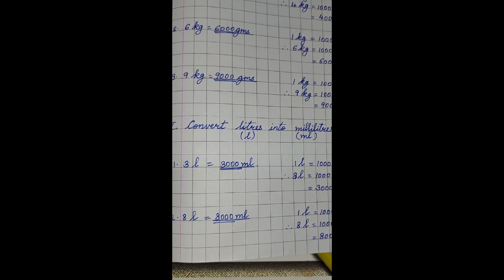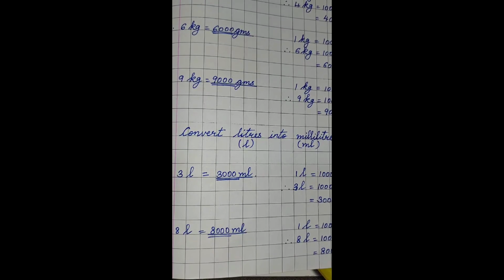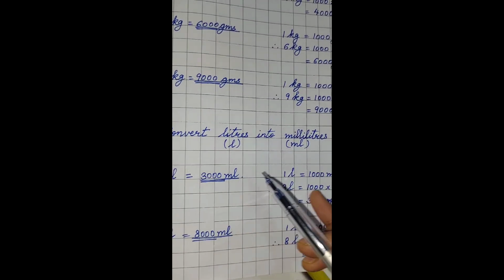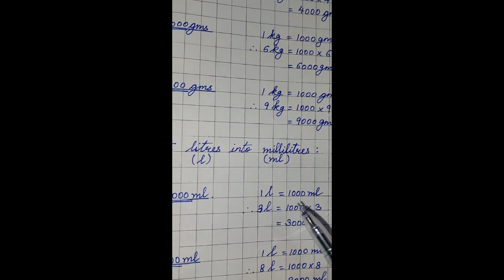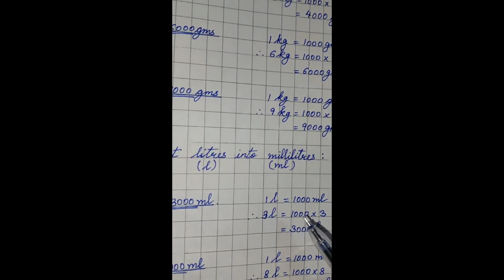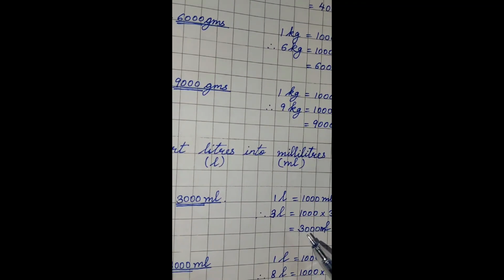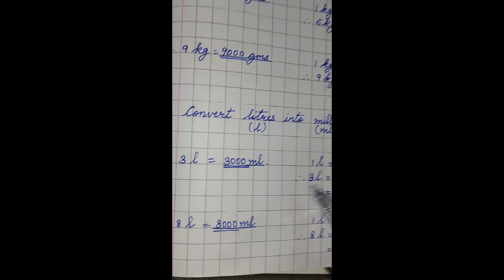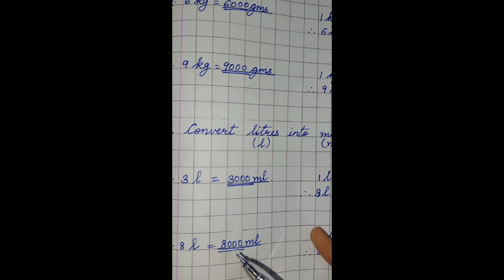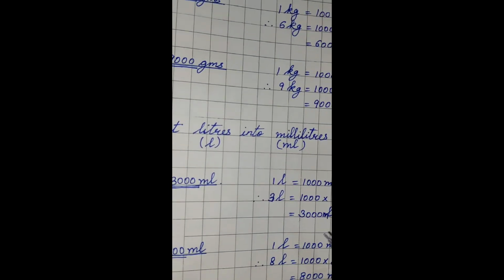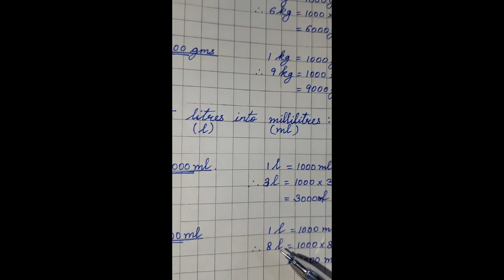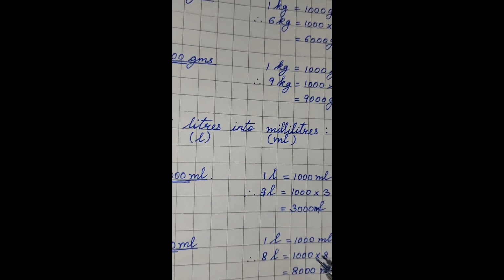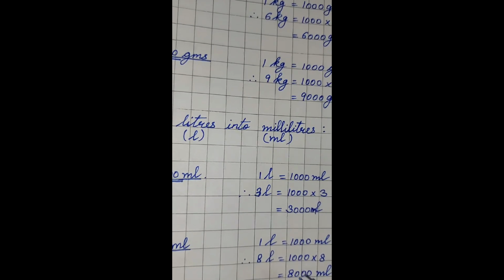Now convert liters into milliliters. So 3 liters is equal to 3000 milliliters. It is because 1 liter is equal to 1000 milliliters. So 3 liters will be 1000 multiplied by 3, that is 3000 milliliters. In the same way, 8 liters is equal to 8000 milliliters. That is, 1 liter is equal to 1000 milliliters. So 8 liters will be 1000 multiplied by 8, that is 8000 milliliters.